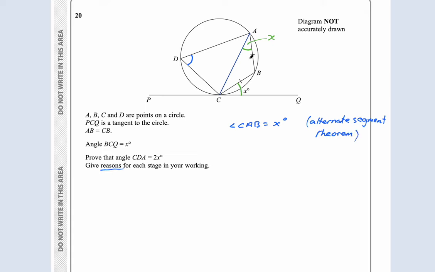Okay, then if this equals x, this has to equal x, because, like I said at the start, this is an isosceles triangle, so these two angles have to be the same. So I'm going to write that down as well. Angle ACB equals x degrees. I'm going to put it in brackets.